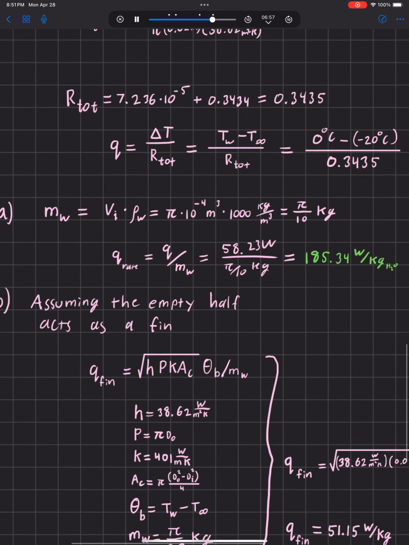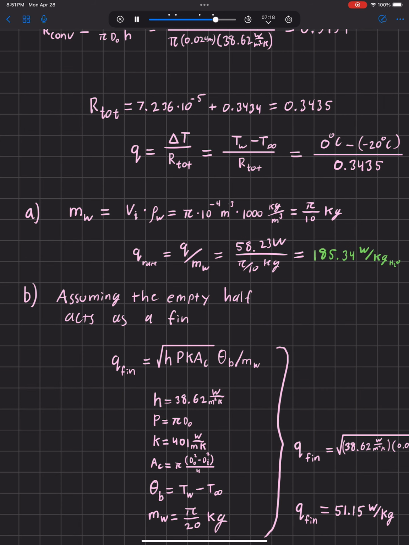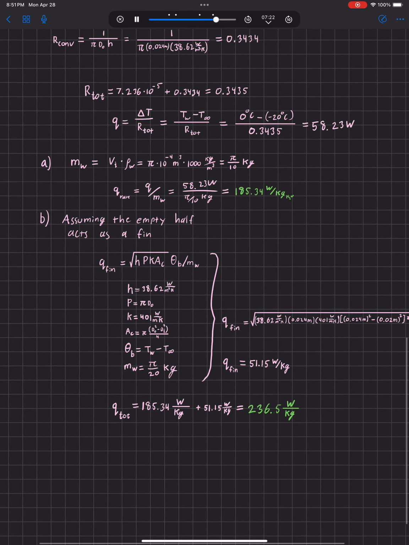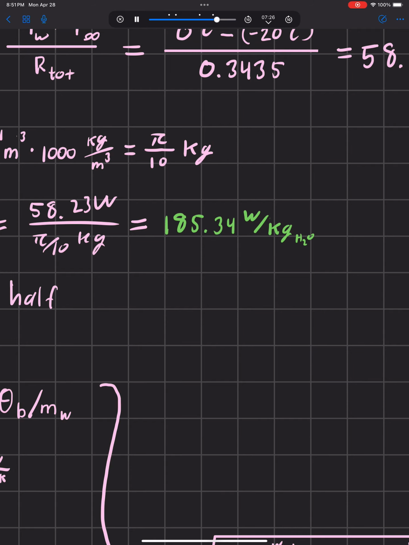So for part A, with M water equals the volume internal times rho of water, you're going to get a mass of pi over 10 kilograms by doing pi times 10 to the negative 4th meters cubed times 1,000 kilograms per cubic meter. And then the Q rate equals the Q over the mass. So you're going to get 58.23 watts over pi over 10 kilograms, which gets you 185.34 watts per kilogram H2O.